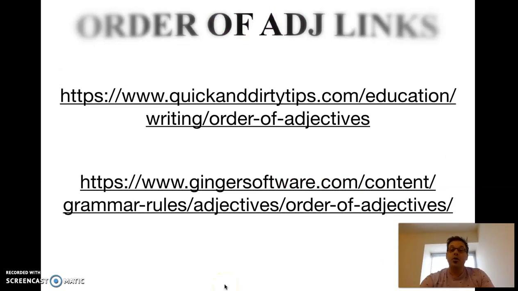Here are a couple links that you can use, right, to find out more information about the order of adjectives. I hope this was helpful. Remember, next time you're describing a noun in detail, remember the order of your adjectives.